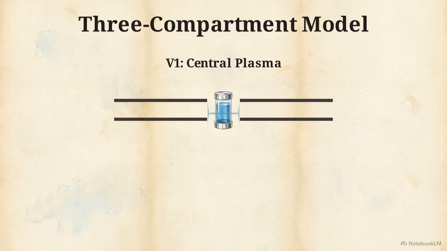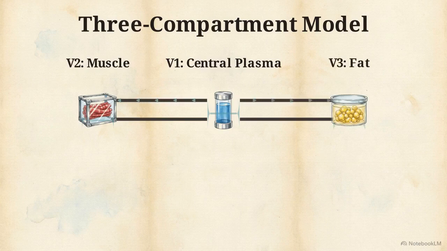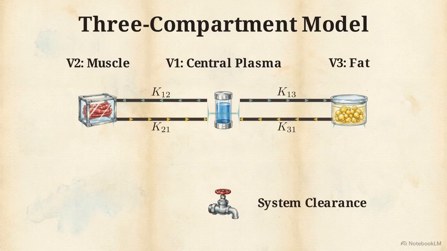The drug then bleeds into peripheral compartments. V2 represents vascular tissues like muscle, while V3 represents slower, vessel-poor tissues like fat. Drug transfer between these tissues is governed by specific rate constants. You can track bidirectional flow using the variables K12, K21, K13, and K31. Simultaneously, the drug leaves the system via elimination and metabolism, tracked using the clearance constant K10.